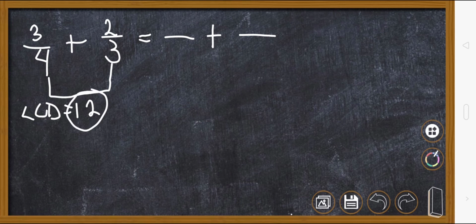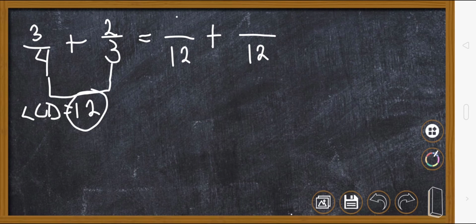So, ngayon, anong gagawin natin kay LCD? Si LCD ang magiging panibagong denominators. So, ilalagay natin. So, we're able to have our same denominators. Ngayon, the problem is our numerators. So, paano natin gagawin yun? Dalawang step lang ang gagawin natin. We're going to divide and then we multiply.